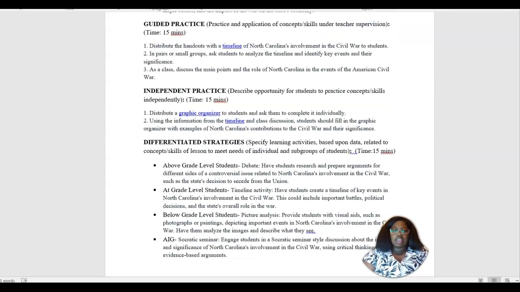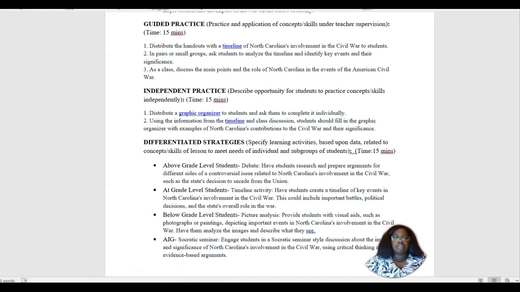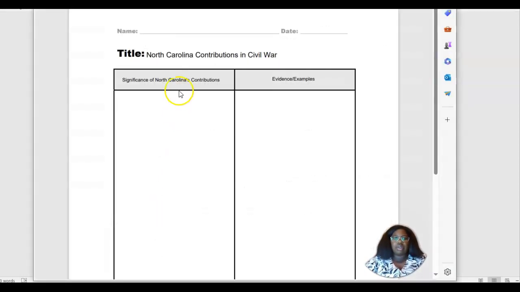All right. Next, you're going to break out into independent practice. I'm going to issue everyone a graphic organizer. On one side of the organizer, you have the significance of North Carolina's contribution. And on the other side, I want you to provide evidence and examples of each. Everyone needs to have about 5 or 6, and then we're going to come back as a whole in the end.